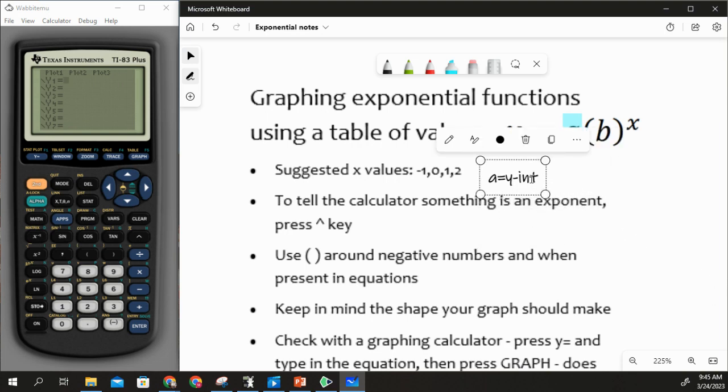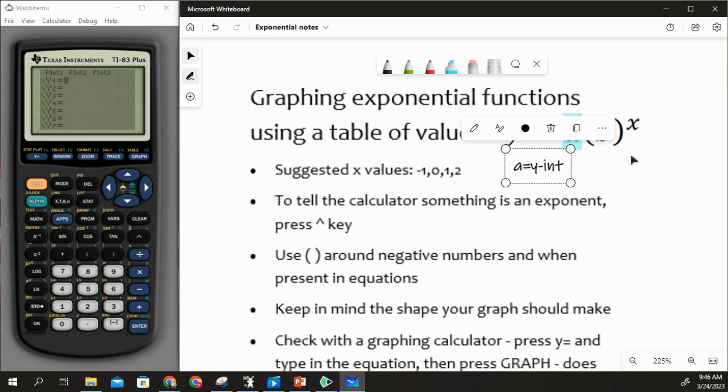Yeah, this is, you got this from me last class. Do you need a copy of it? You don't need a copy? All right, cool. All right, so A is your y-intercept for the graph.